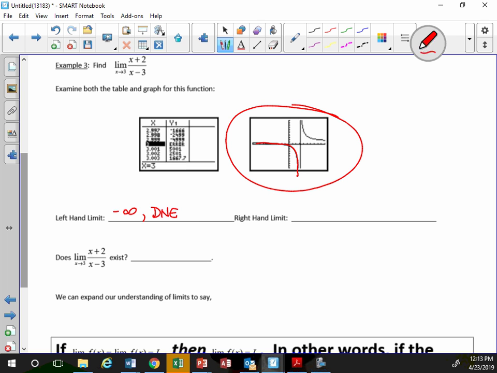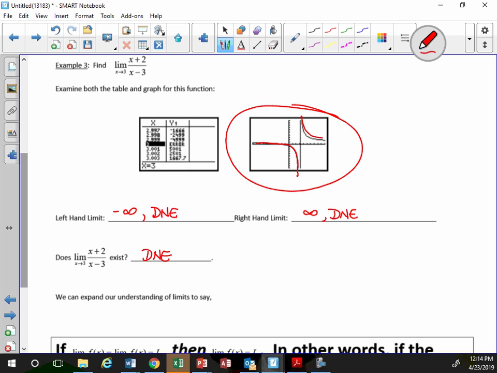What do you think you're going to tell me for the right-hand limit? Good. You don't have to say positive. Okay, what about just the overall limit? What would you tell me? Does not exist. Does not exist, okay? The left and right are not going in the same direction, so that is just does not exist.